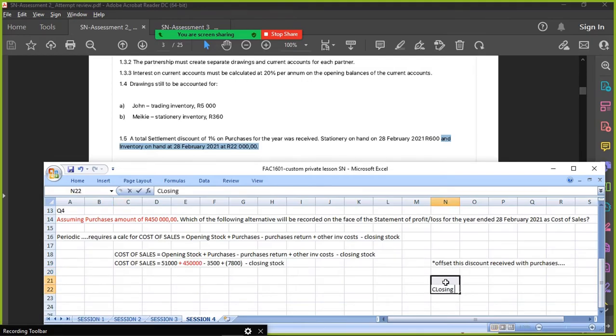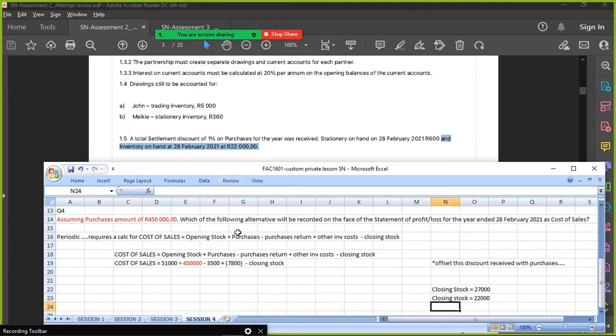We'll see what they've done, but I'm just giving you the background in terms of the actual working. So closing stock, do you agree? Assuming John didn't take any inventory, the closing stock would have been 27,000. Does that make sense? Because John has taken inventory, the closing stock is going to be 22,000.